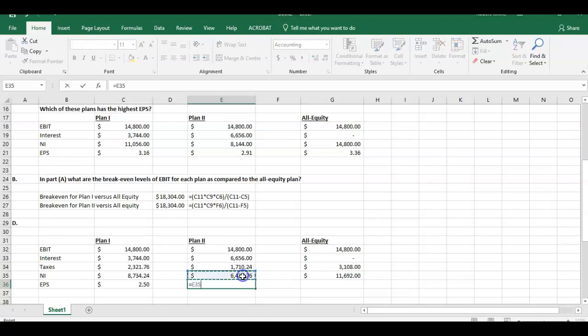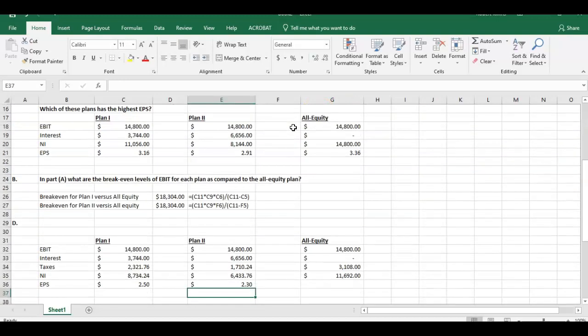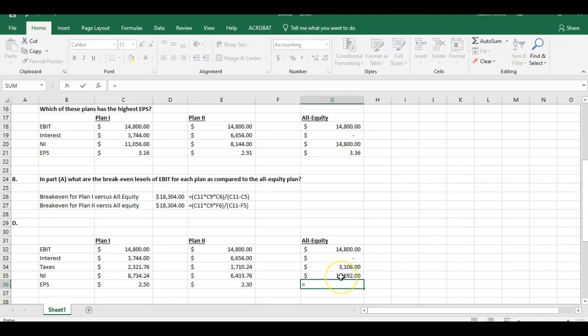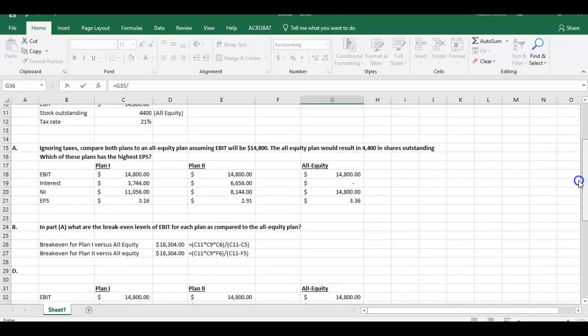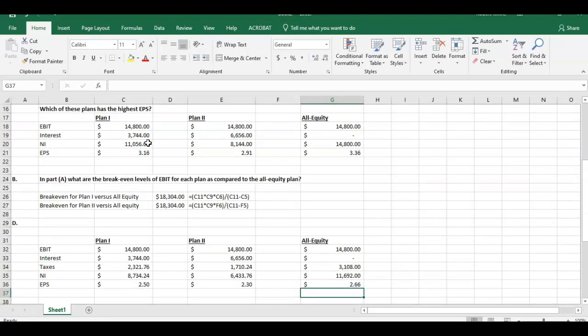Same thing we do for plan number two: net income of $6,433.76 divided by, well, hey, we go up and see we had 2,800 shares outstanding in this case, so our earnings per share in plan number two with taxes associated is $2.30. And then our last component here, we take our net income divided by the number of shares outstanding in the all equity component. We hit enter and we can see we have $2.66 in earnings per share.